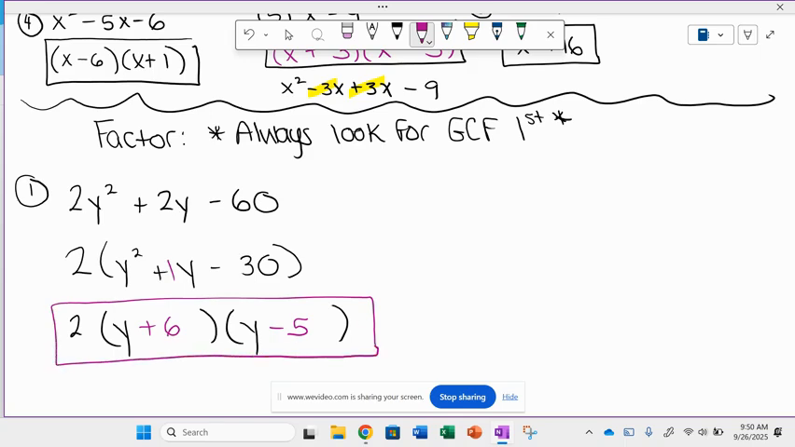That GCF is part of your answer. So if you divide out the 2 but forget to put the 2 in front of the parentheses, you're going to get points off, because that 2 is part of the answer. If I were just to FOIL out y plus 6 and y minus 5, I wouldn't get 2y squared plus 2y minus 60. I would get y squared plus y minus 30. You then have to distribute in that 2 to get your beginning quadratic. Okay, next one.